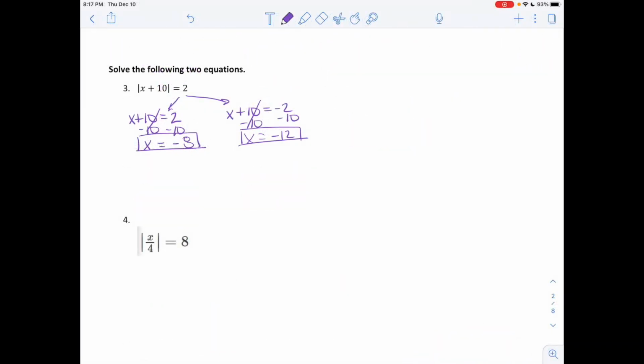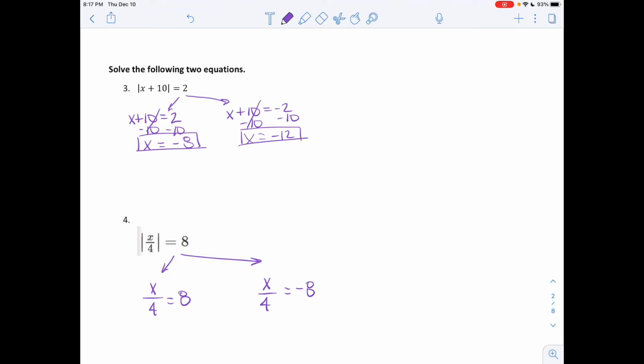We'll start problem number 4 the same way. I'm going to split into two equations. One where I write x over 4 is equal to 8. Remember, just removing the absolute value bars. And the other one where I write x over 4 is equal to -8. And I want to solve both of those.